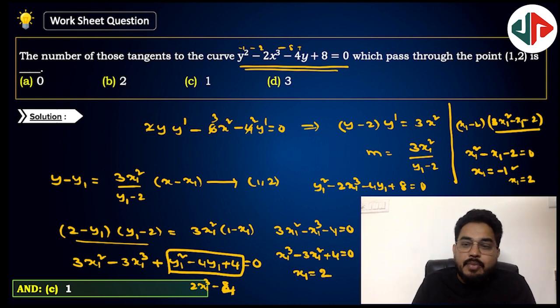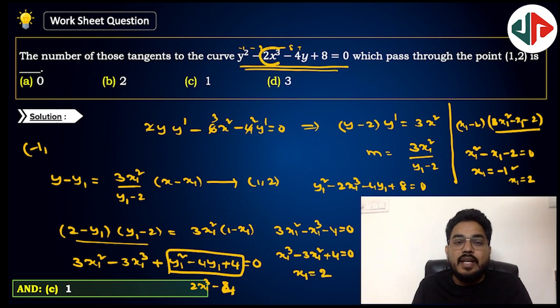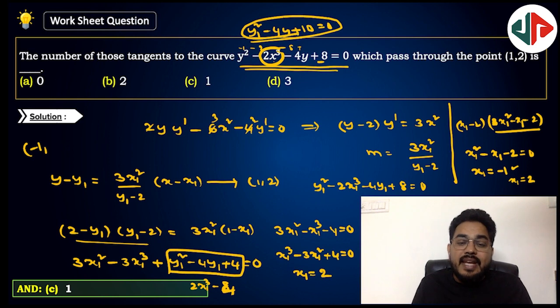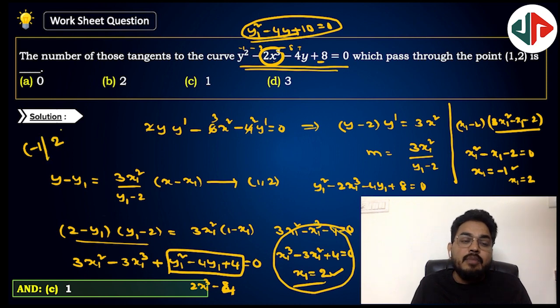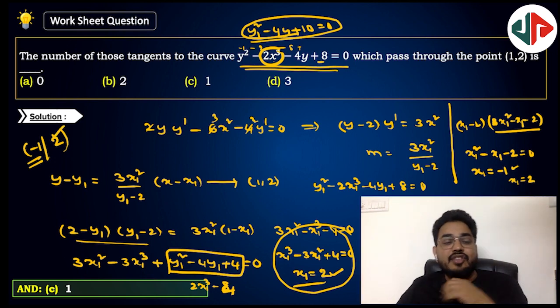If x1 is equal to minus 1, y1 square minus 4y1 plus 10 is equal to 0. Will you get a real root? No real root. But for x1 equal to 2, you will get one. Typically, when solving this, you get minus 1 and 2, but for x equal to minus 1 no root is possible. So only one tangent is possible, and that too at x equal to 2.